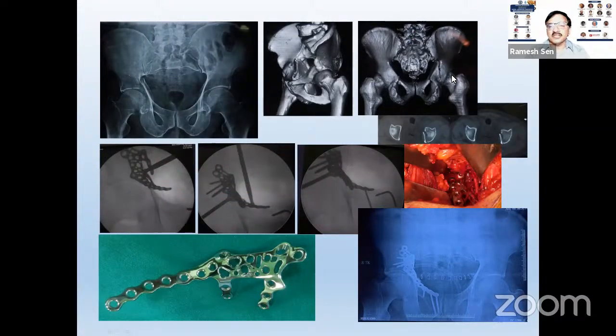Now you can see it again, same situation. We are putting it over there. We are buttressing it over there. And with that kind of a fixation, we are able to have this purchase into this area, and this kind of a fixation, we are able to achieve it.